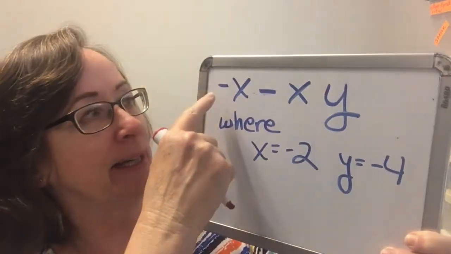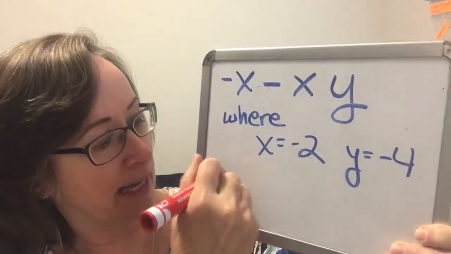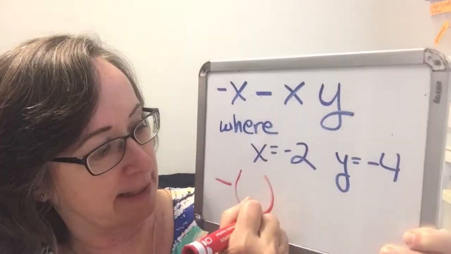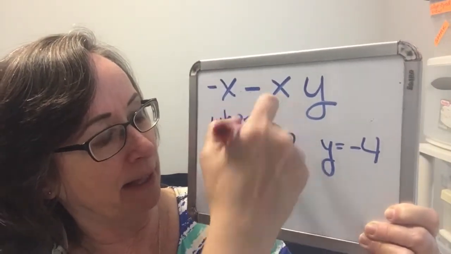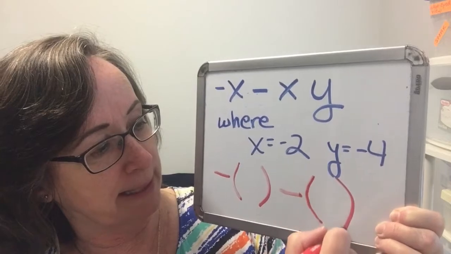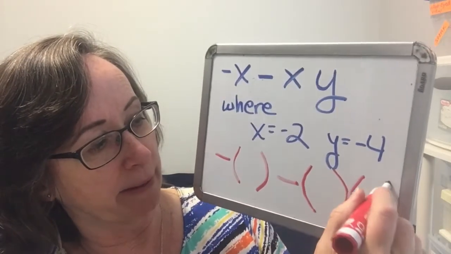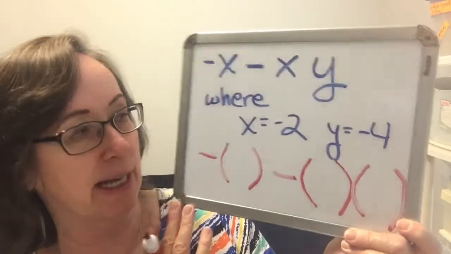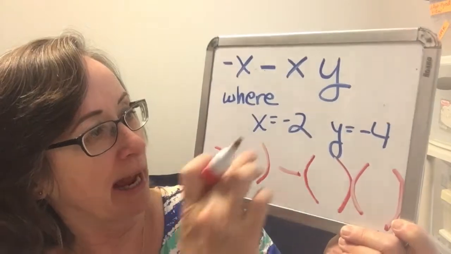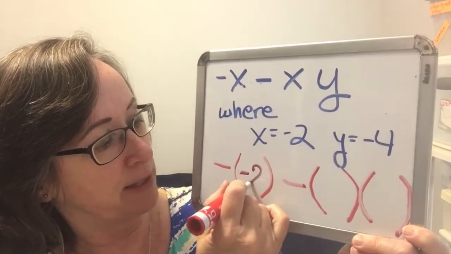But we're going to take the minus, and instead of the x, we're going to put a parenthesis, and then minus. And instead of the x, we're going to put a parenthesis. And instead of the y, we're going to put a parenthesis. And because they're up right next to each other, that is a multiplication, isn't it? And then we're going to substitute. Every x, we're going to make a negative 2. So that was a negative 2.